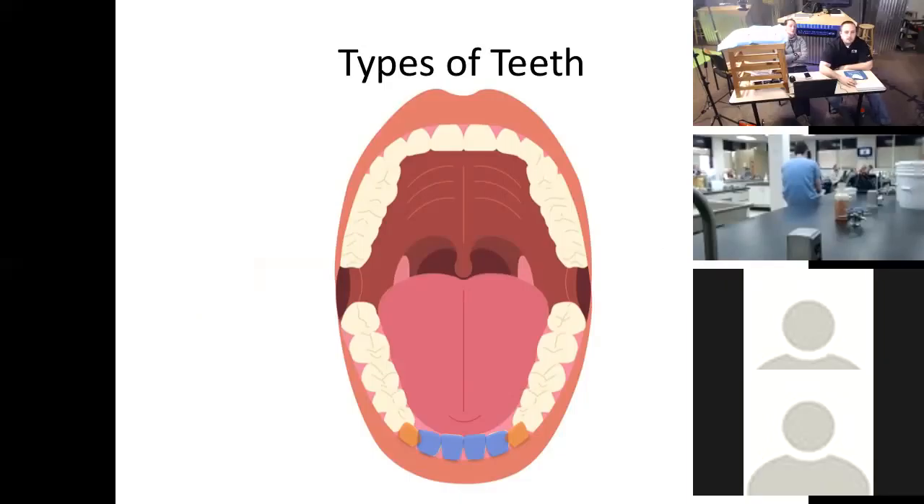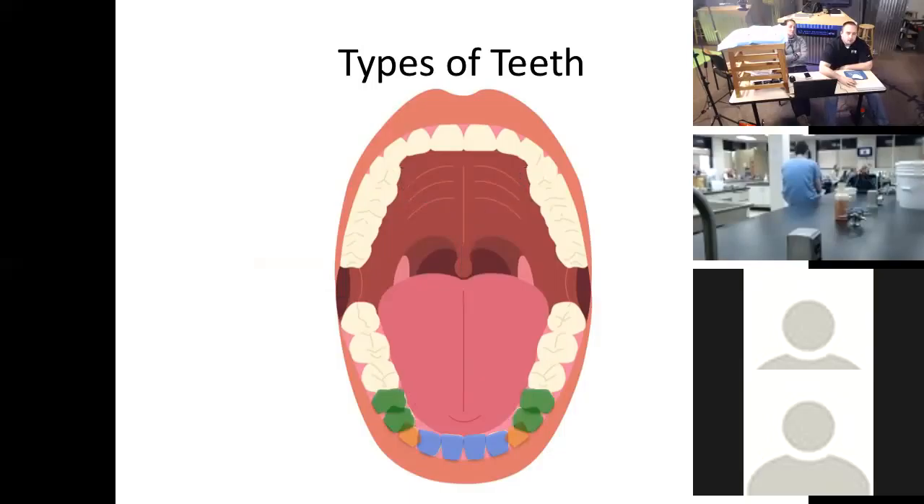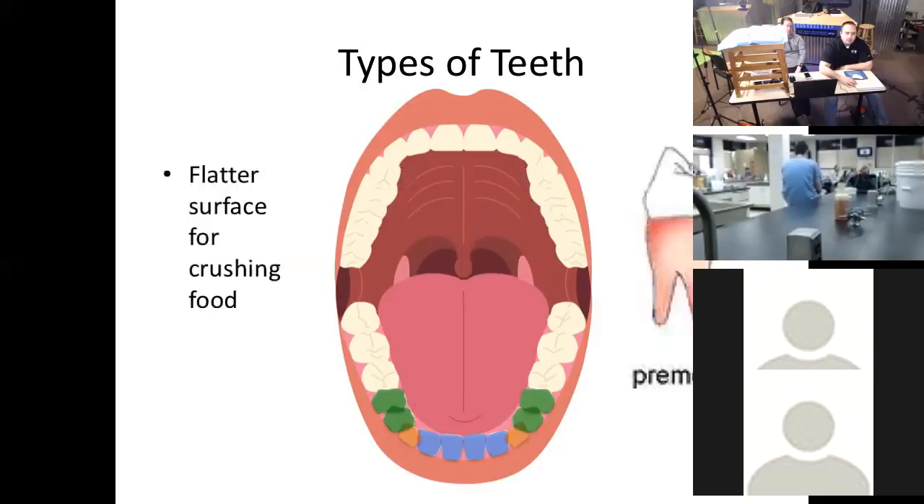The next 2 teeth on both sides, in the top and on the bottom, are the premolars. So we have 8 total premolars. And the premolars have a little bit of a flatter surface, and so they're most useful for crushing food.